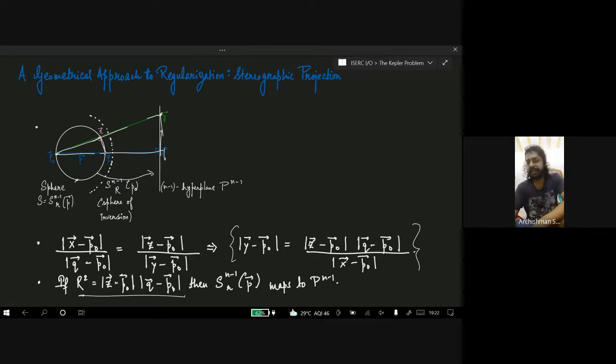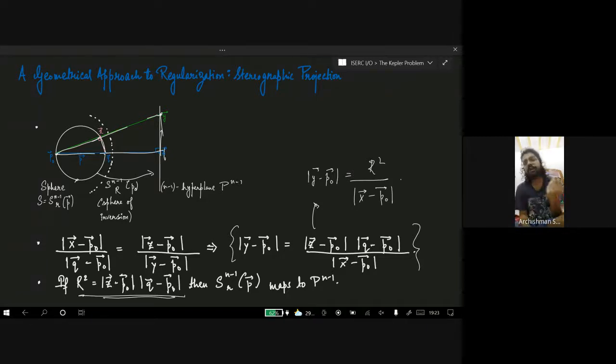And that follows by definition, because if I put R squared to be this particular quantity, then over here you have y minus p0 is R squared over x minus p0. You can do a completely analogous procedure the other way around, where instead of starting with a hyperplane, I fix the radius of the sphere of inversion. So I fix small r, and then you can move your hyperplane around so that this particular sphere maps to a hyperplane. So it works both ways.